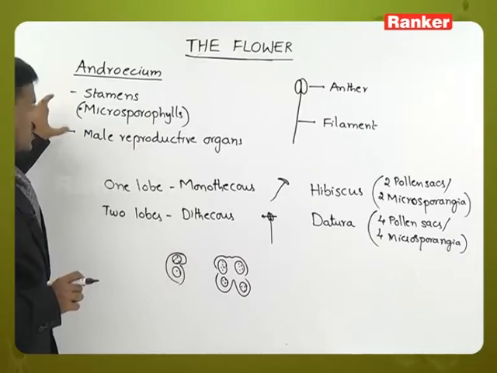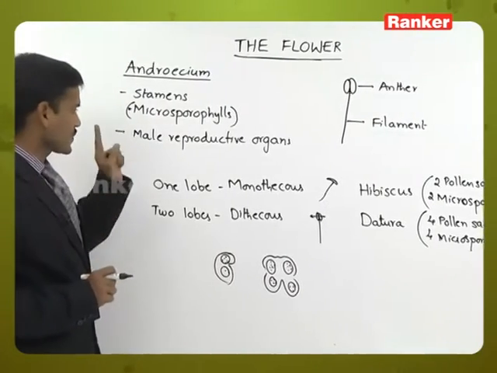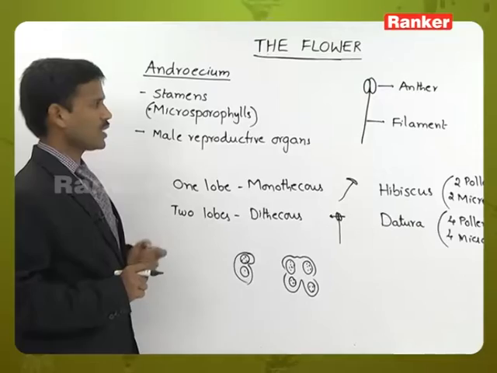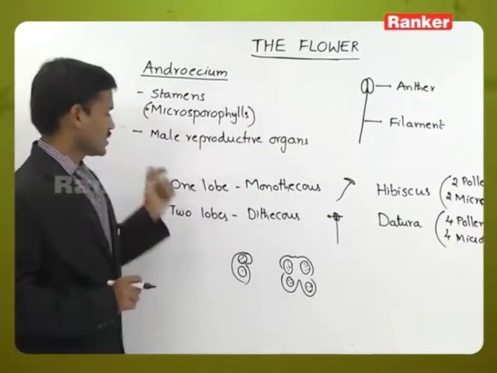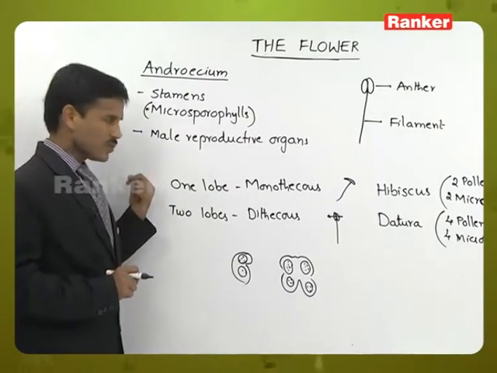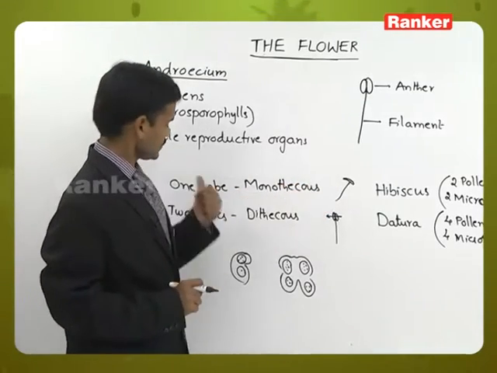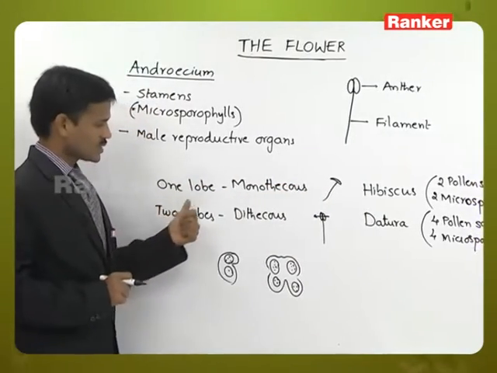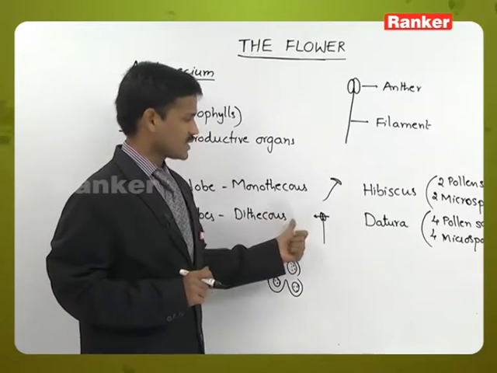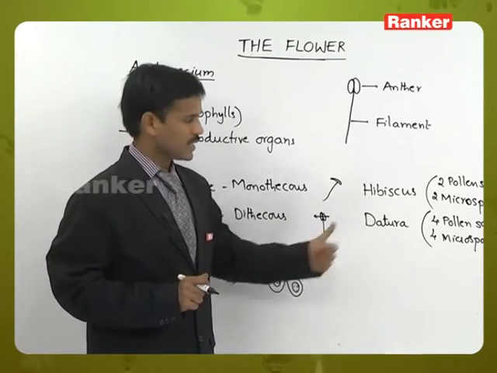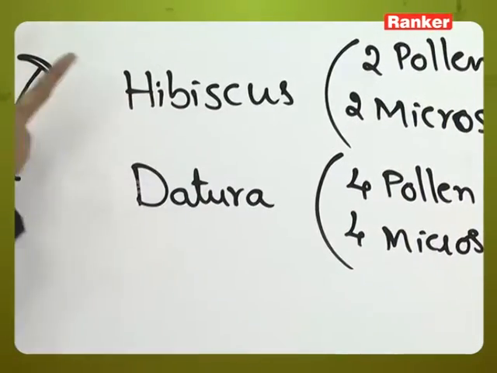So, the Androecium is composed of stamens, also known as microsporophylls, and these are the male reproductive organs having two parts, filament and anther. Here the anther has only one lobe in some plants like the hibiscus plant, and two lobes in others. If two lobes are present, it is called a dithecous anther. Dithecous anther is observed in the datura plant. Hibiscus has the monothecous anther.